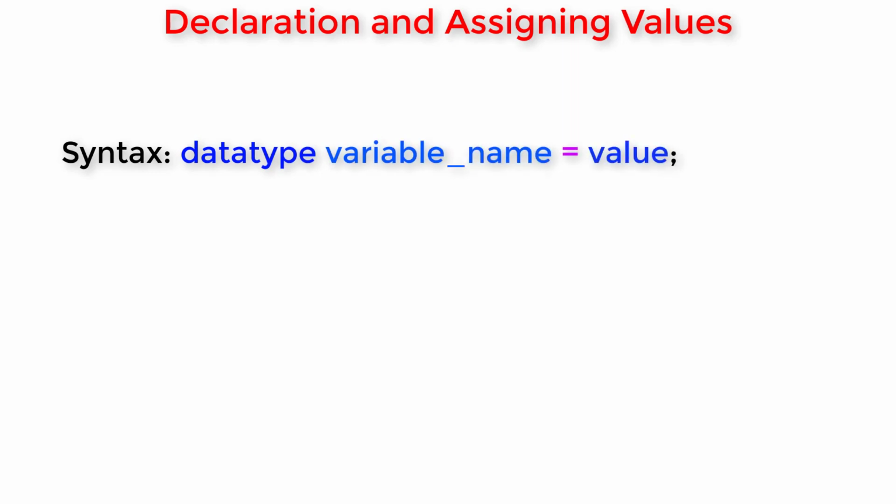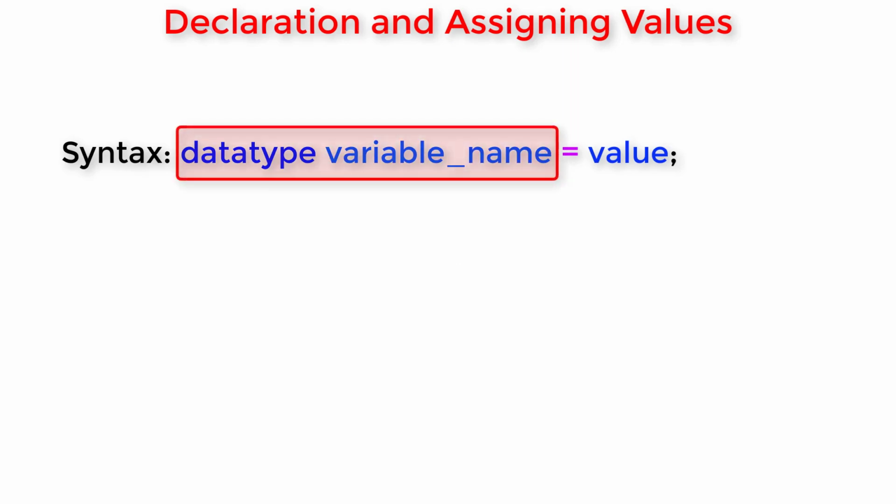Following is the syntax for the first way. First, we need to write the data type. This data type indicates which type of values a variable stores. Some of the data types are int, float, char, followed by a space, and then we need to write the name of the variable. We call this the declaration of a variable.